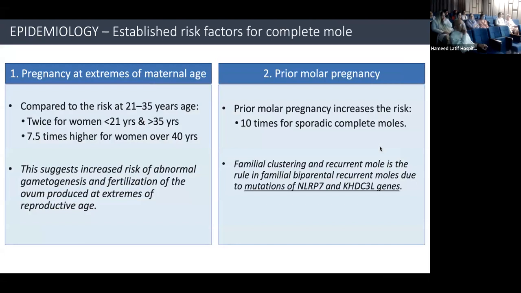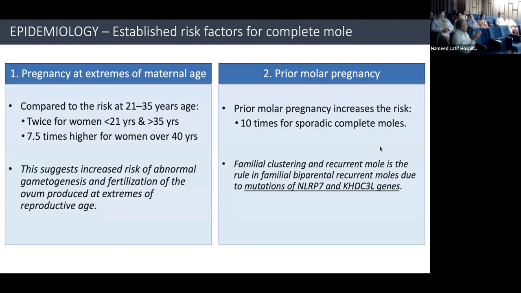As I said earlier, rice eating or certain blood groups were thought to be the reasons, but it is seen that maternal age has got something to do with it. The incidence is comparatively less between the ages of 21 to 35, but it is more if the pregnant woman is less than 21 years or more than 35 years of age. And women who are more than 40 years of age, in them, the chances are 7.5 times higher compared to the women between the ages of 20 and 35.